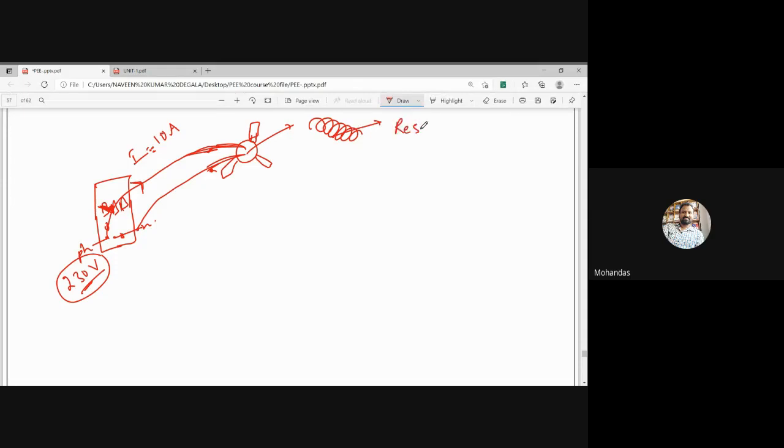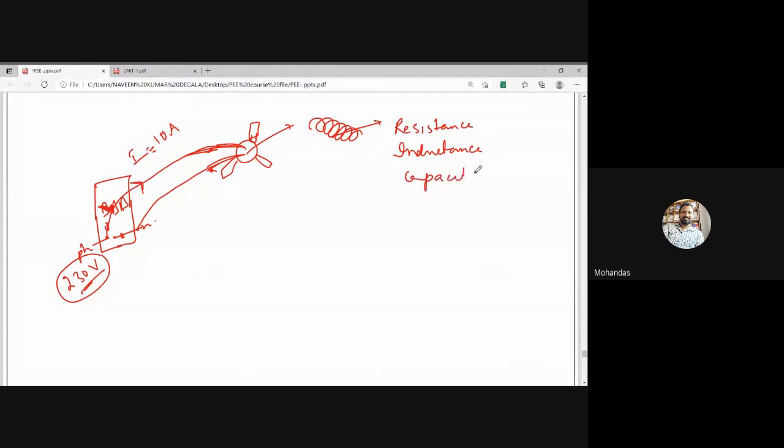I will come to the properties of resistance, inductance, and capacitance. Resistance is the property of a resistor, and I will discuss what a resistor is. And inductance is the property of an inductor.